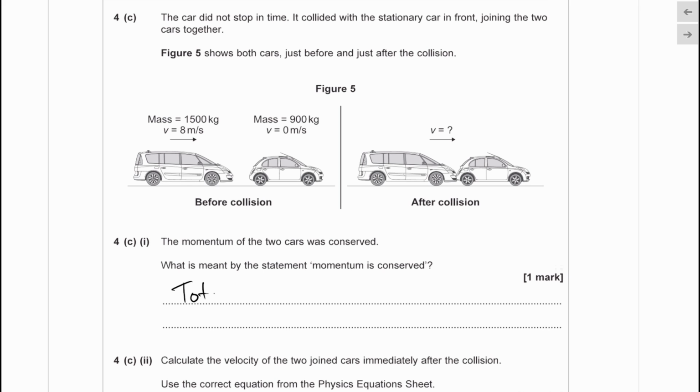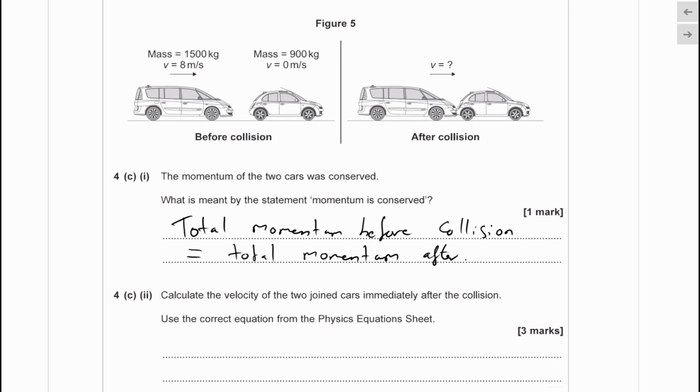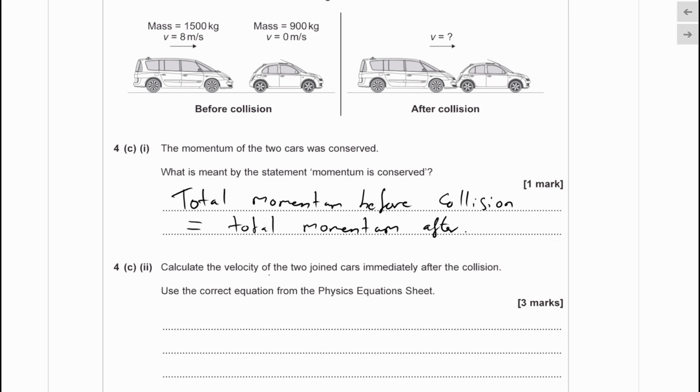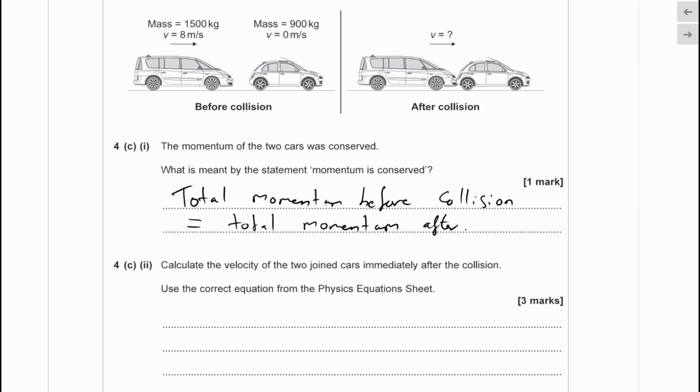So total momentum before collision equals total momentum after. Alright, now 4C part 2, it tells us to calculate the velocity of the two joined cars immediately after the collision. Now what I'm going to do is use the law that I've just stated. Total momentum before equals total momentum after. All right. So I'm going to have a look first at before the collision.